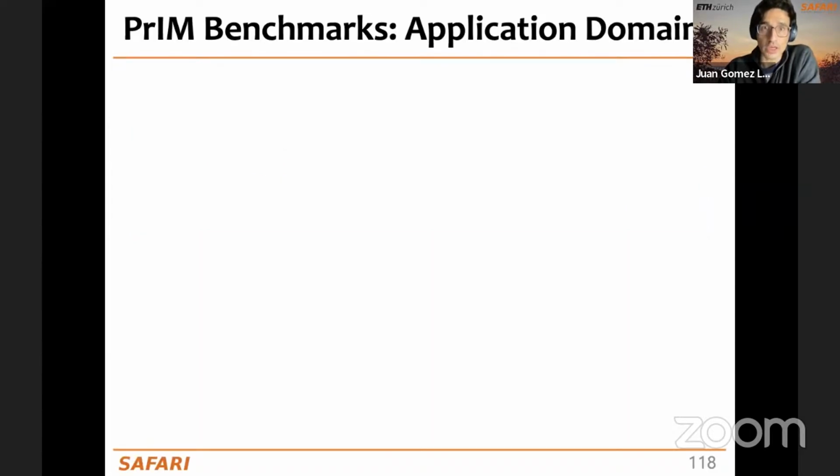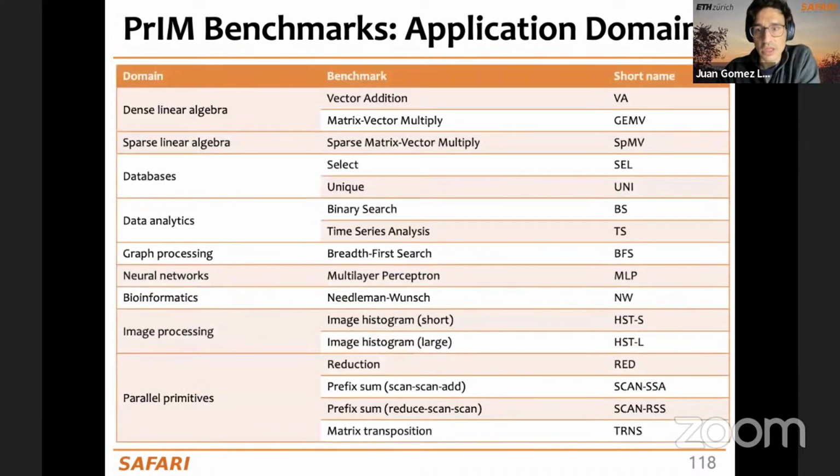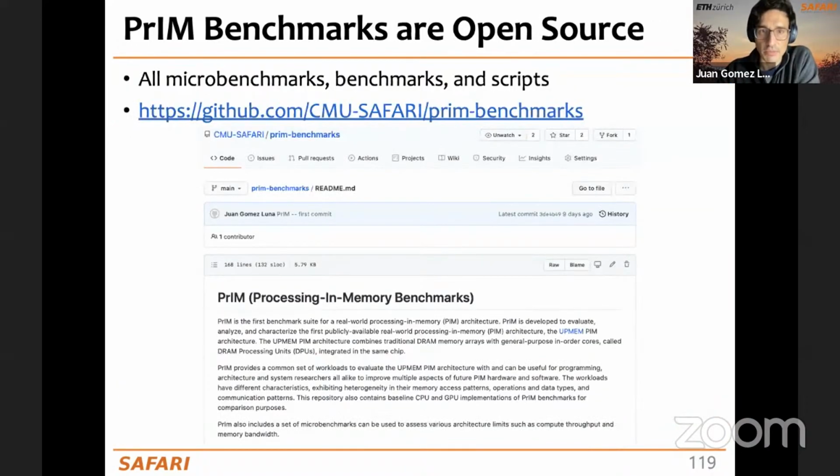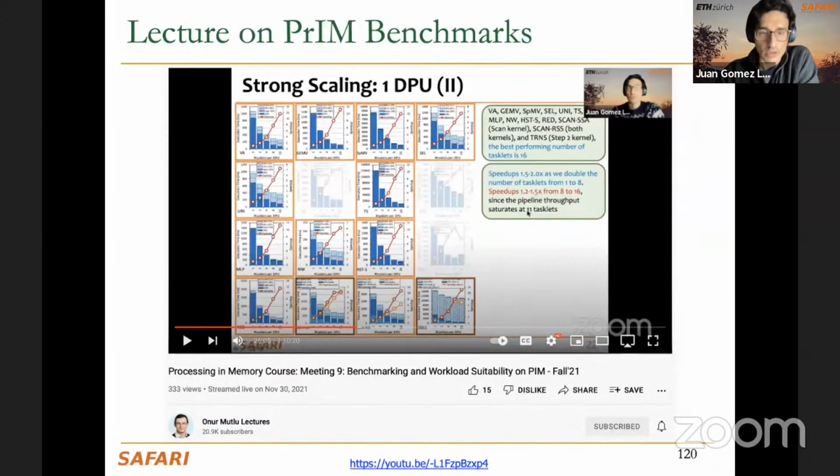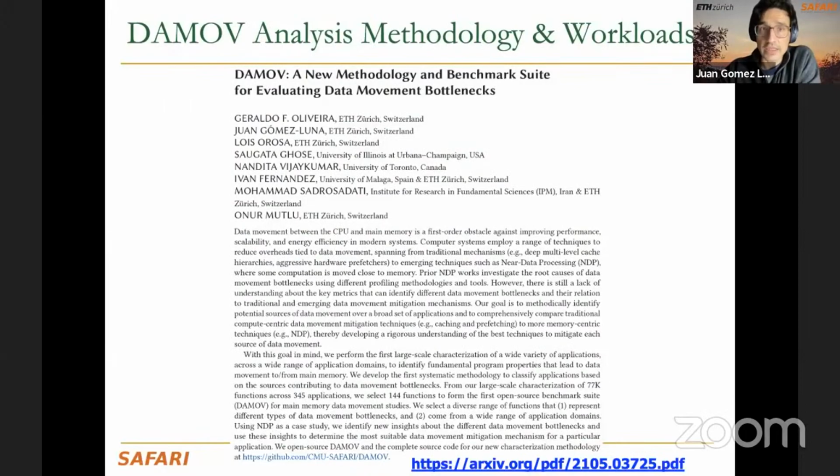And this is why we have worked in this direction as well, and why we have covered this direction in this course. One good example are the PrIM benchmarks that I presented a few weeks ago. Remember that here we have a collection of 16 benchmarks from different fields like dense and sparse linear algebra, databases, data analytics, etc. And these benchmarks are open source and publicly available in our repository, as you can see. But PrIM benchmarks are not the only ones. Here you have also a lecture where I presented and discussed the analysis of these PrIM benchmarks on the UPMEM PIM system.